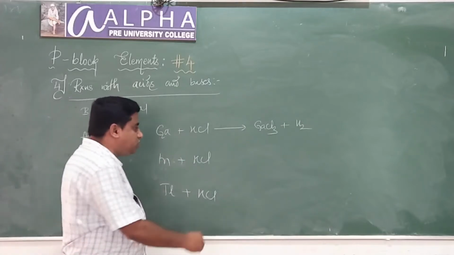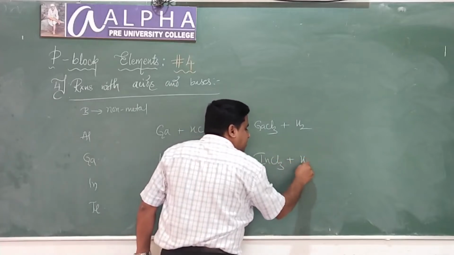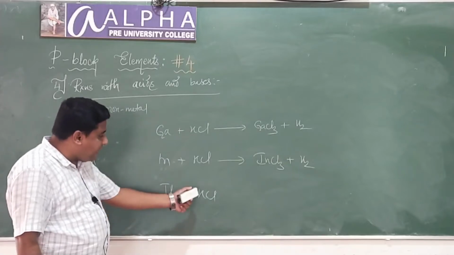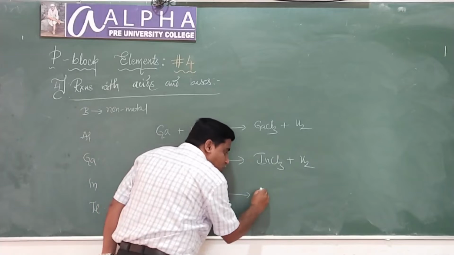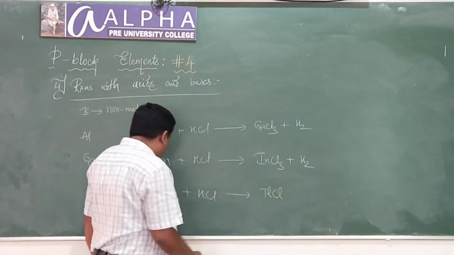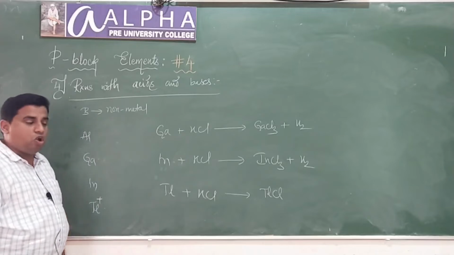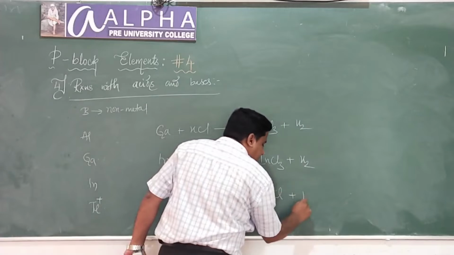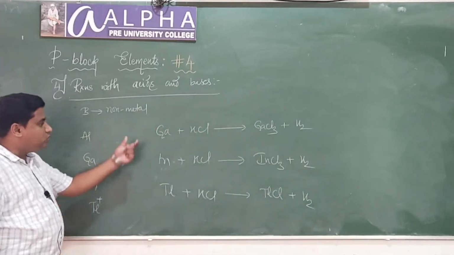Indium reacts with hydrogen chloride to form indium chloride, InCl3. This liberates hydrogen gas. Correct? Thallium reacts with hydrogen chloride to form thallium chloride of the type TlCl, because thallium exhibits only the +1 oxidation state. Remember that point. And it liberates which gas? Hydrogen gas. Understood? Okay, so like that.